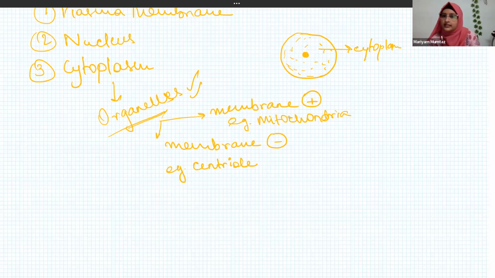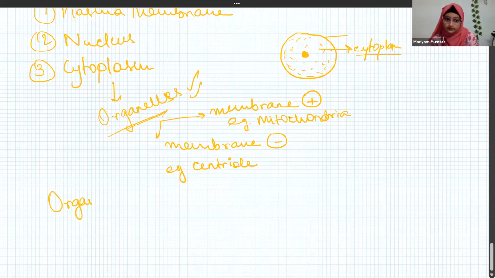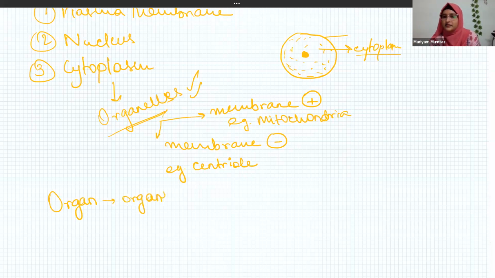So see, this is the cell. This is the plasma membrane, this is the cytoplasm, and this is the nucleus. Now, in this cytoplasm there are a lot of organelles. Do you know the term organ? A smaller unit of an organ is an organelle. It is basically an organ within an organ. So organelle comes from organ, and those smaller units are present in the cell.